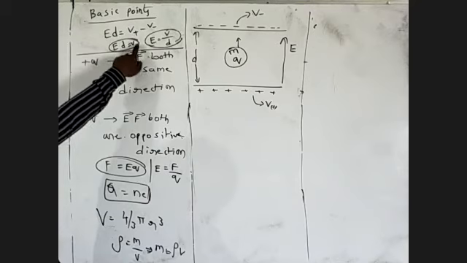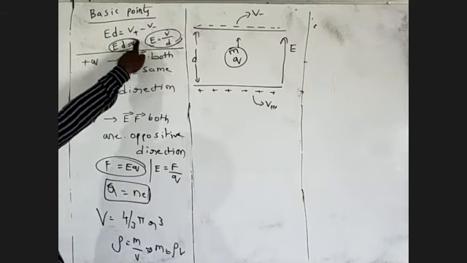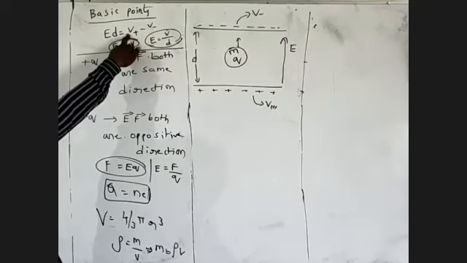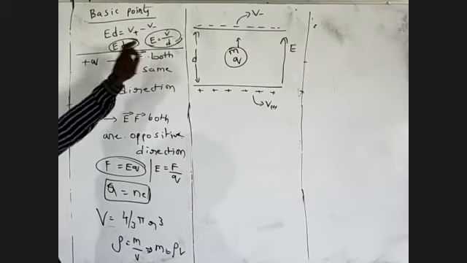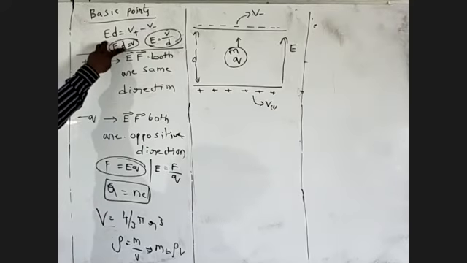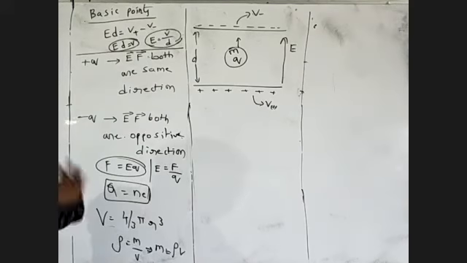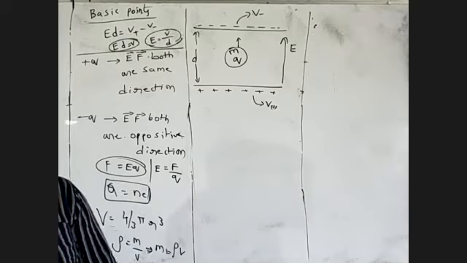This is a relation between electric field and the distance. This is a voltage: higher potential minus lower potential gives voltage. Electric field is equal to voltage by the distance between the two plates. That is a basic point.